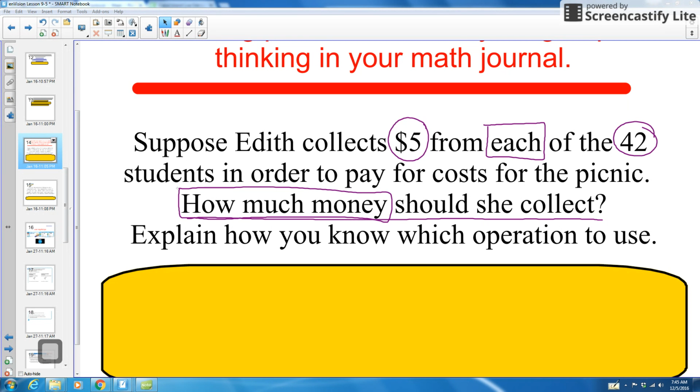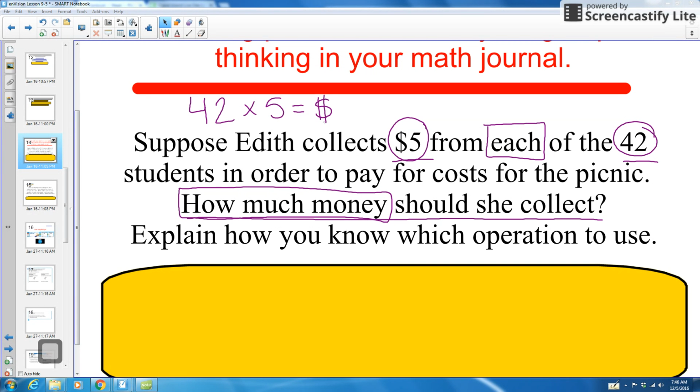If we know that the $5 is how many she's getting from each of those 42 students, the 42 students is our number of groups. The $5 is how much is in each of those 42 groups. We don't have a total, so this should tell us that we are using multiplication. We are doing 42 times 5 equals, and we don't know how much money she has yet, so we're just going to use a dollar sign to set it equal to.